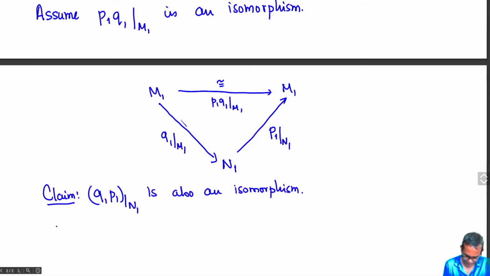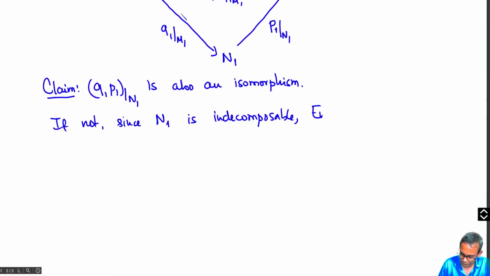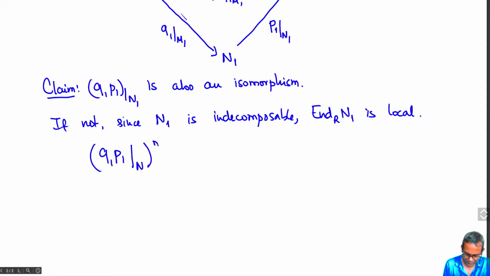Why is that? If not, since N1 is indecomposable, and Rn1 is also local. And in fact, by the theorem in the previous lecture, what we have is Q1 P1 restricted to N1 to the power n is 0 for some n greater than 0.